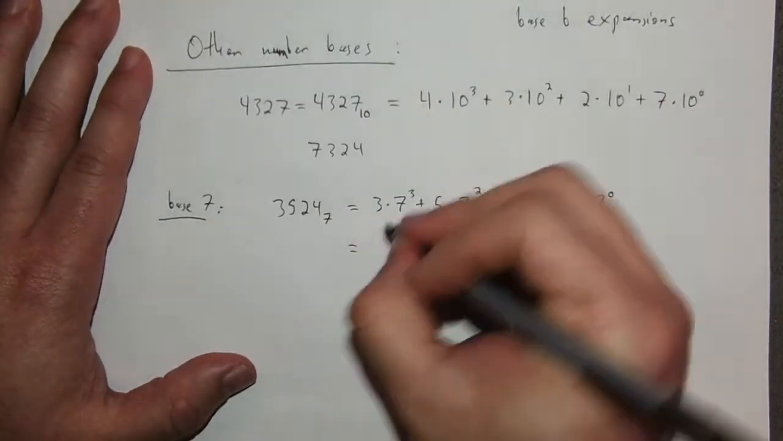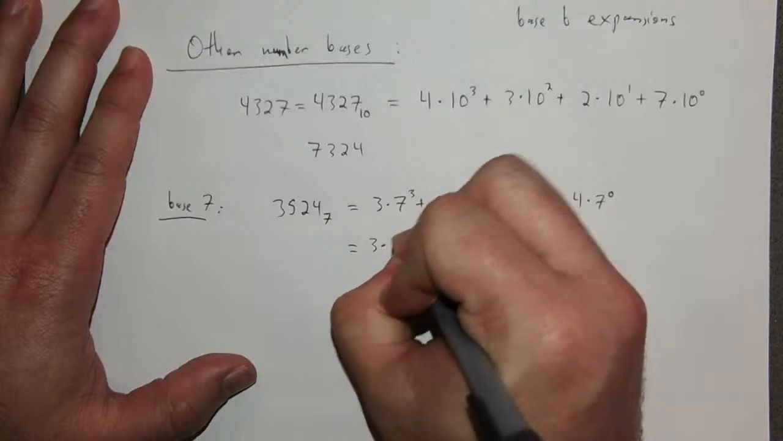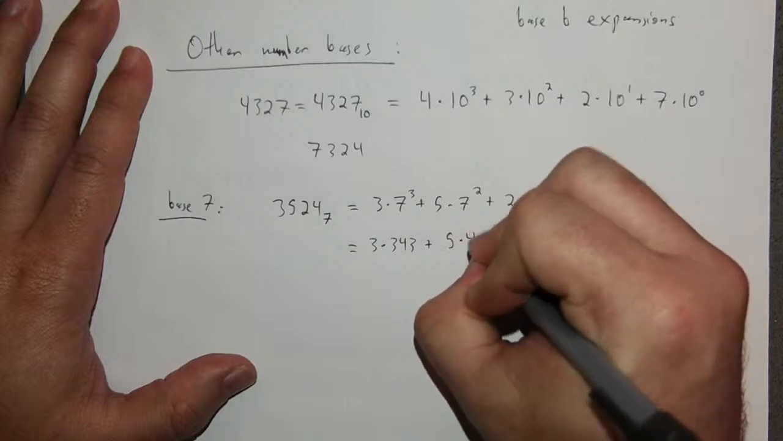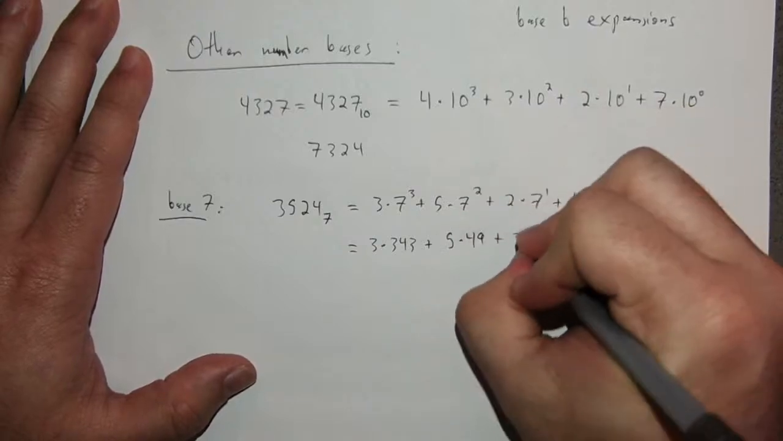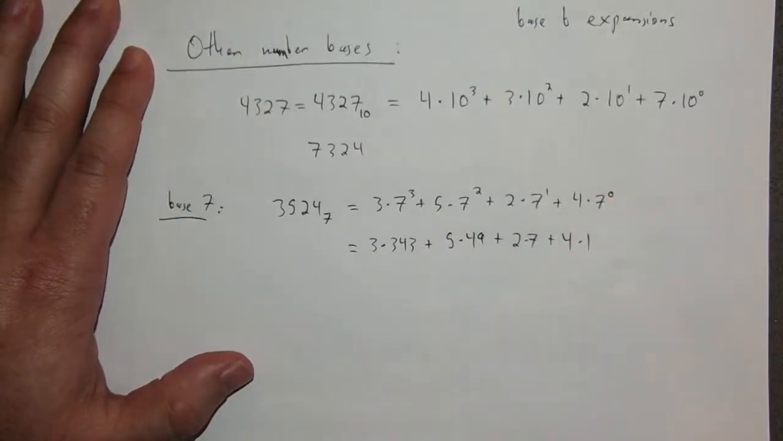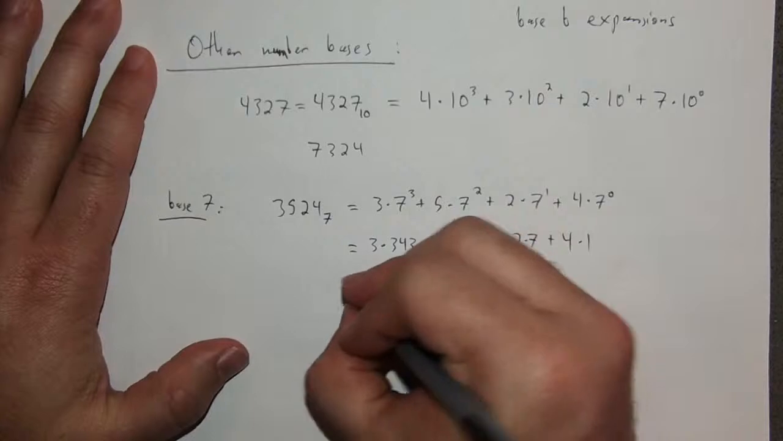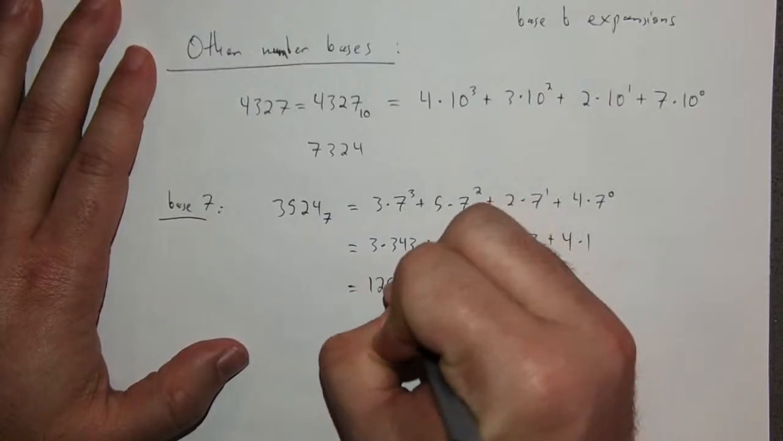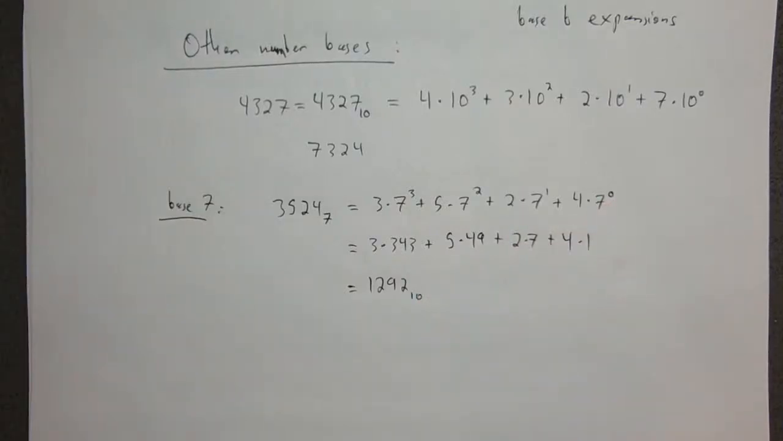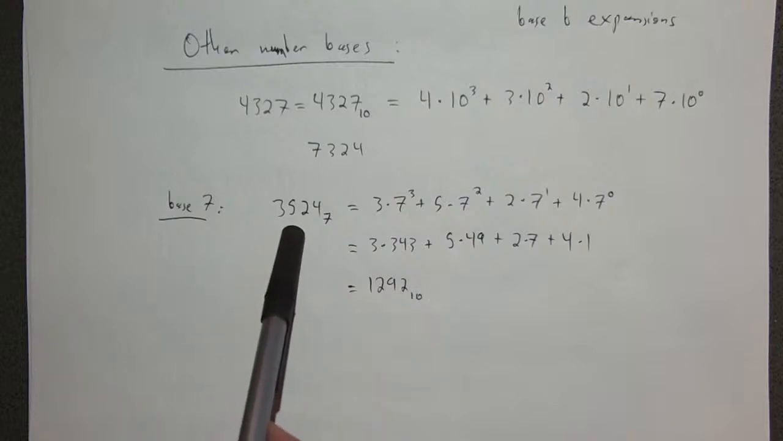Okay, so just writing this out, this is 3 times 343 plus 5 times 49 plus 2 times 7 plus 4 times 1, which ends up being 1,292. And if I really wanted to be technical here, I'll include the subscript 10 to say in base 10, the number 1,292 is the same thing as the number 3524 in base 7. Okay?